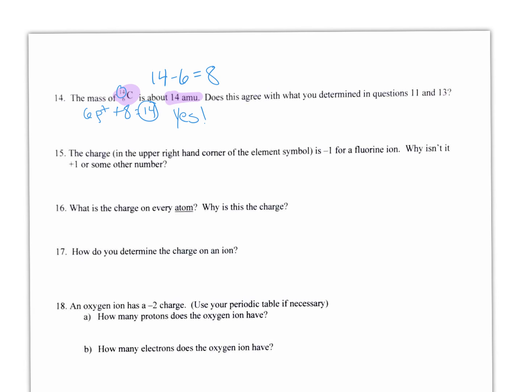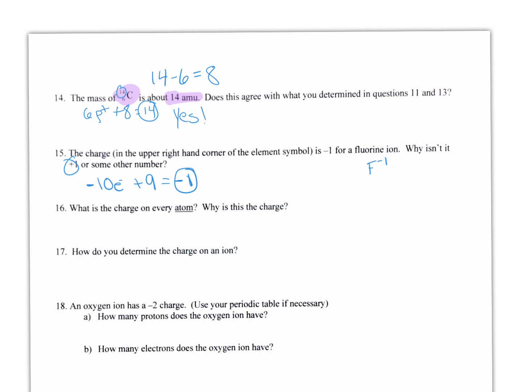All right, number 15. The charge in the upper right-hand corner of an element symbol, so for example, for fluorine, it was F with a -1. Why isn't it +1 or some other number? Well, mathematically, it just can't. We've got 10 electrons, and we're going to represent that with a negative number. And then we have 9 protons, which all have a positive charge. So when you add those two numbers together, it's a -1. Mathematically, that is the only possibility.